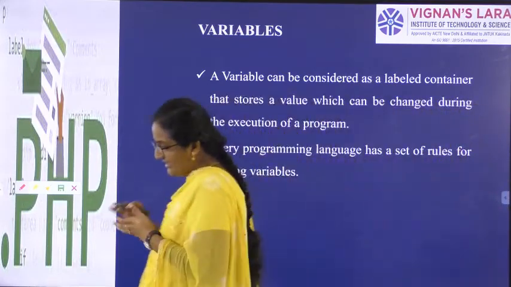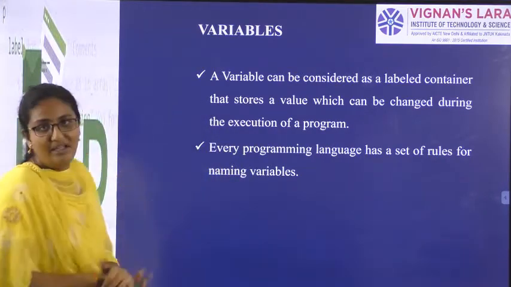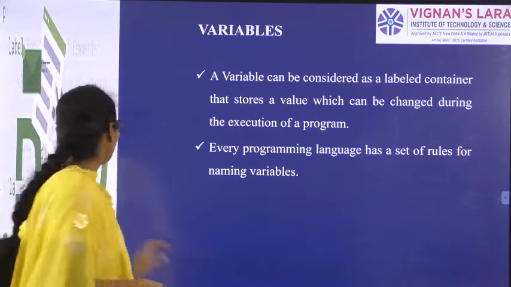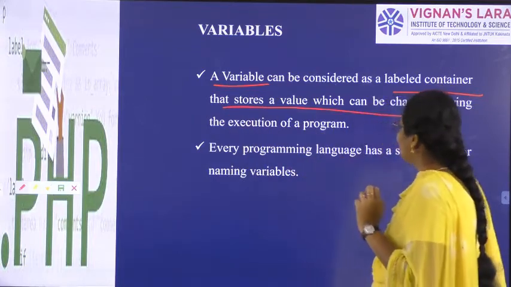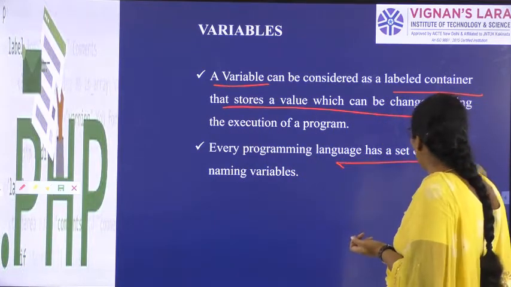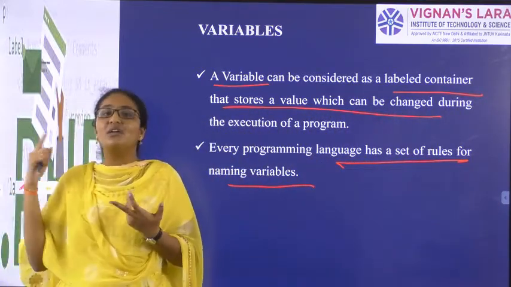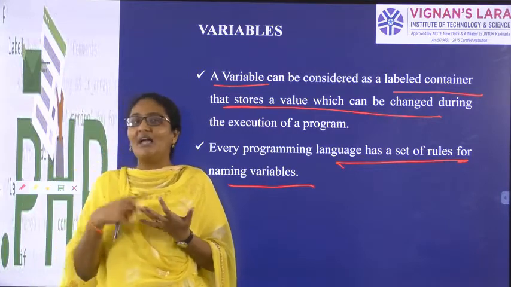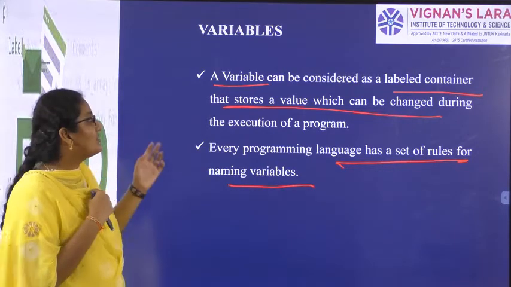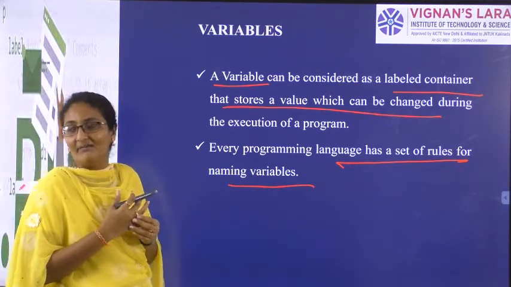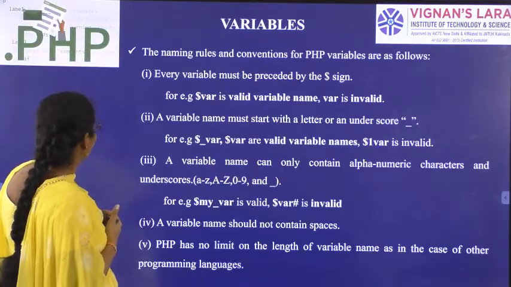So what is a variable generally? A variable is a container to store data. In PHP also a variable has the same definition. A variable is a container which is used to store a value. Every programming language will have a set of rules for naming variables. In C, Java, Python, in every programming language we have the concept of variables. Let us see what those rules are.